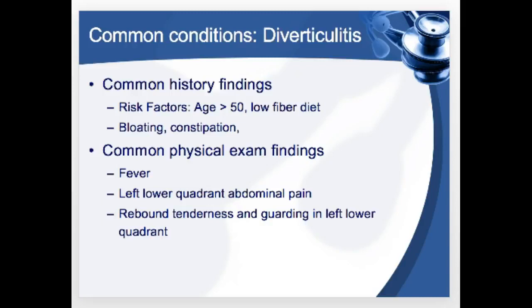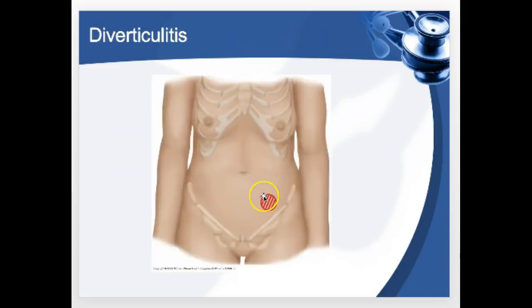They can have pain, and it can be localized anywhere. The most common area is going to be the left lower quadrant, which is the most common area for diverticulosis. But I've seen diverticulosis, or the diverticular pockets, throughout the GI tract. And then rebound tenderness and guarding in that lower quadrant. So here's the most common, but again, you can see it up in here and here and here, and can be generalized and cause a lot of discomfort.